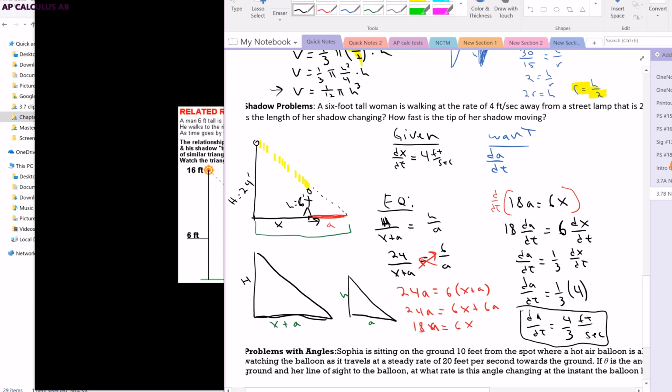And then the second one's a little bit trickier. It's asking how fast is the tip of her shadow moving. So that's this piece right here. And the trick to this is, the x piece is moving at dx/dt, the a piece is moving at dA/dt, and the tip is moving at both of those combined.